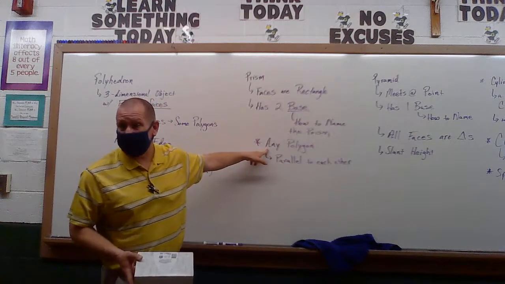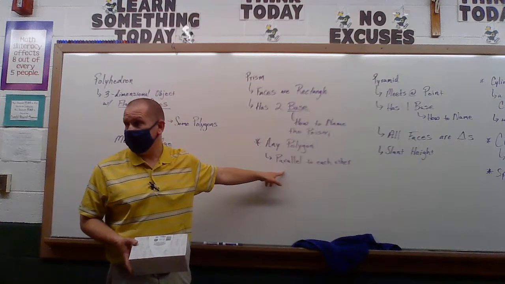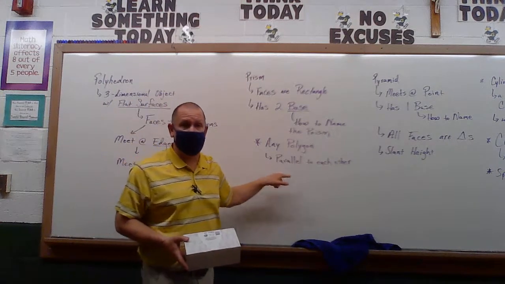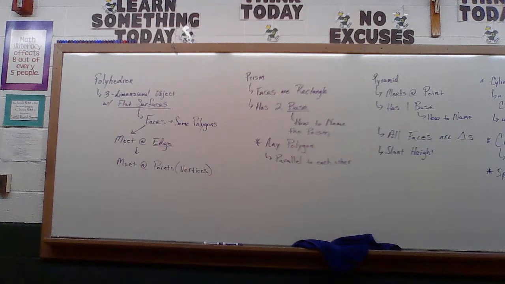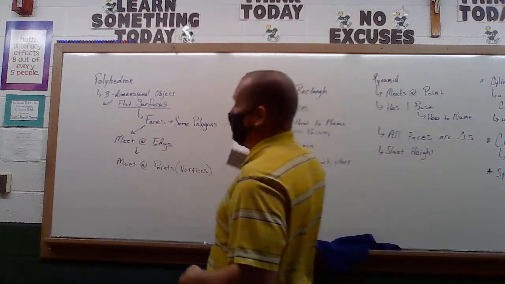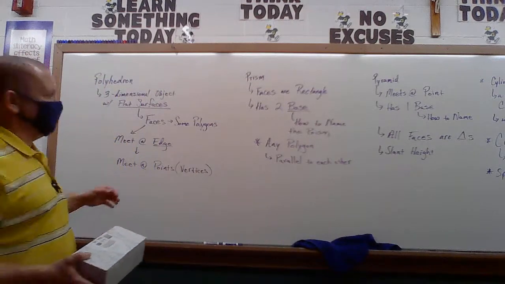So the base is how I name the prism. It can be any polygon, and they're always going to be parallel to each other. That's how you know that they are the bases. But the other way that you would know that it's the bases is like Larissa said. If it's a triangular prism, I would have to have triangles somewhere. It could be an octagonal prism. It could be a heptagonal prism. It could be any kind of gon prism. All right? And you would then just know that they're parallel to each other and everything else is a rectangle.